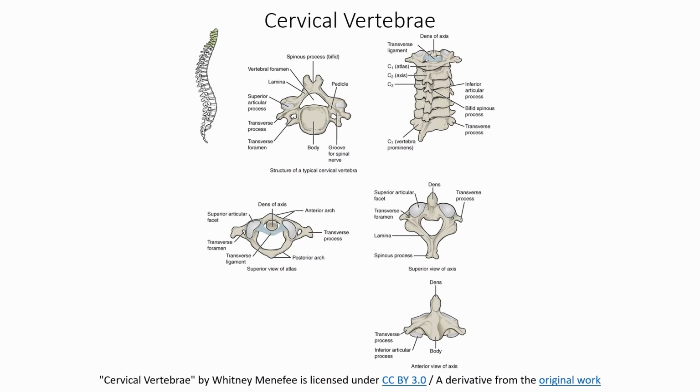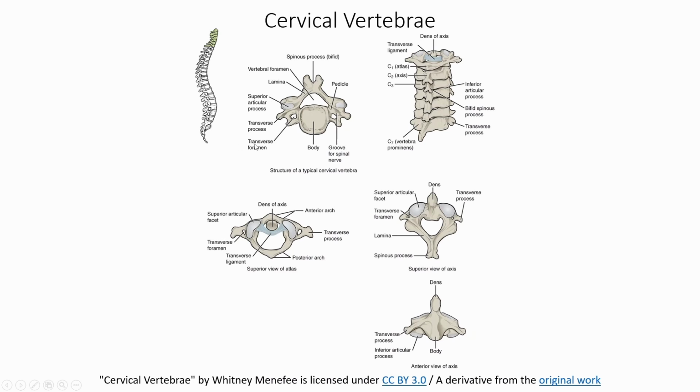Again, this is C1 through C7, so the first 7 vertebrae that we find in the neck. And so these are going to have some slight differences from that typical vertebra. They do have the transverse process and spinous process, but if you notice, they're bifurcated, meaning they're forked. So that's something that is unique to the cervical vertebra. You can use that to identify a vertebra as being from the cervical region.